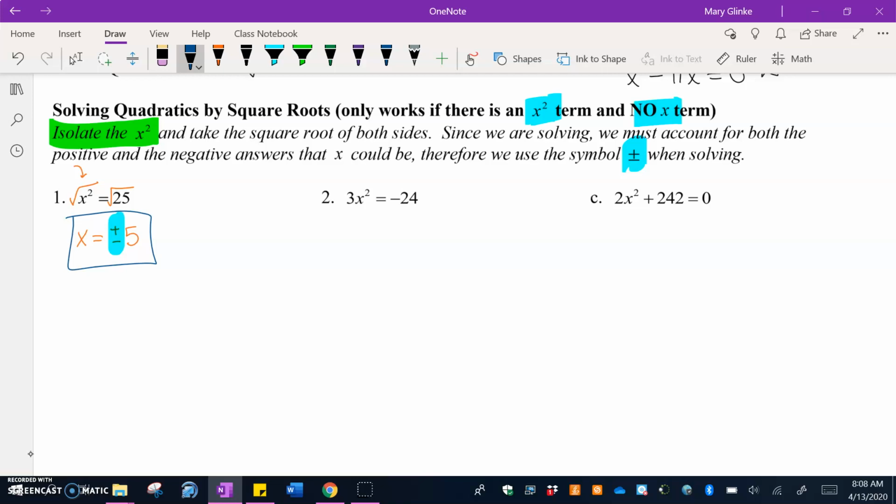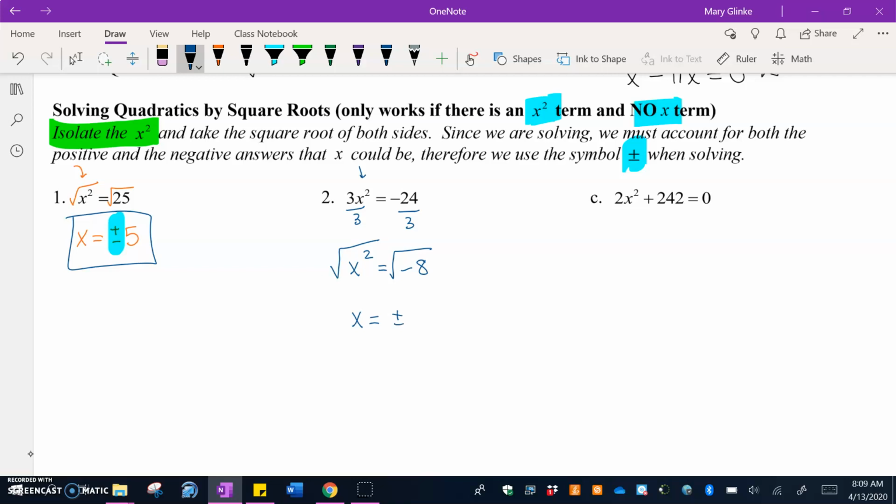Now number 2 is going to be the same method. I notice I have my x squared term and there's no x. So I say, hey, I can solve this using square roots. The first thing I need to do is get that x squared term by itself. So we're going to go ahead and divide both sides by 3 because the 3 is not being squared. Negative 24 divided by 3 is going to be negative 8. And then we say, let's get rid of that square. We're going to go ahead and square root both sides. So the square root of x squared is x. On the right-hand side, we have plus or minus, and we have the square root of negative 8.